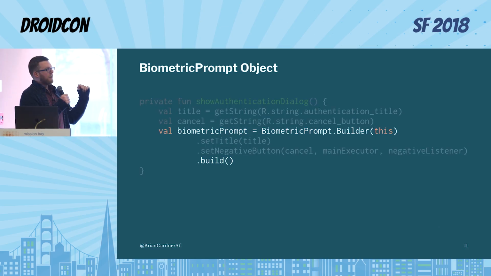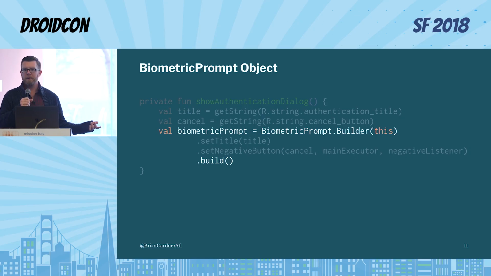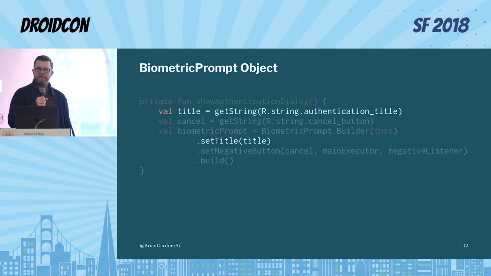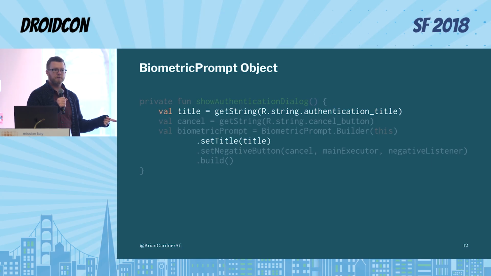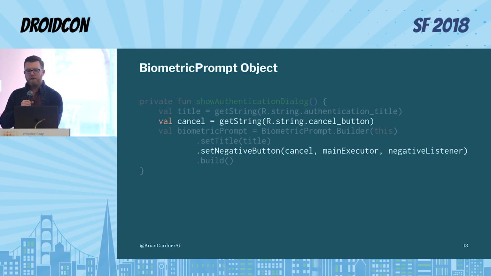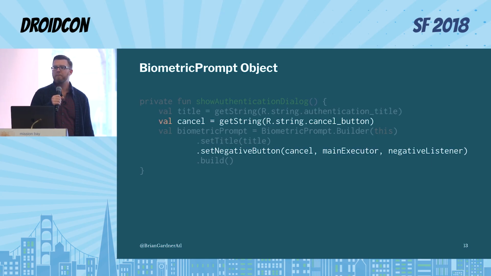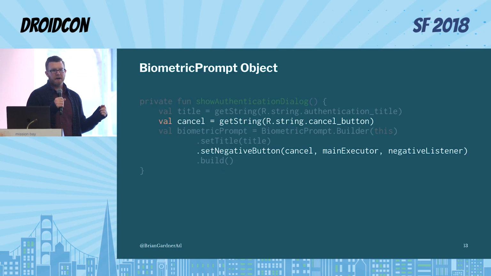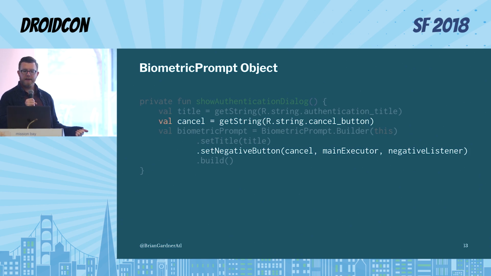In this case, the biometric prompt uses a builder pattern. So you provide a context object because it's putting stuff on the screen. That's what the this is on the first line there. And then, of course, you have a build function to build your prompt. The two pieces of required data are a title, which is just the title of your dialog, and the negative button. There's just a cancel button in the bottom left. If the user doesn't want to use the biometric prompt, they can do that. So you just have to provide the text for that button.